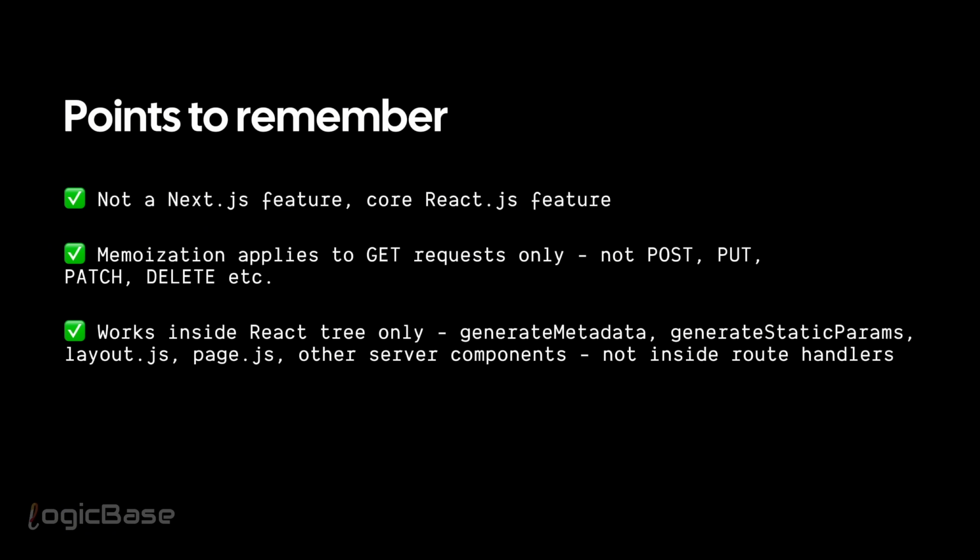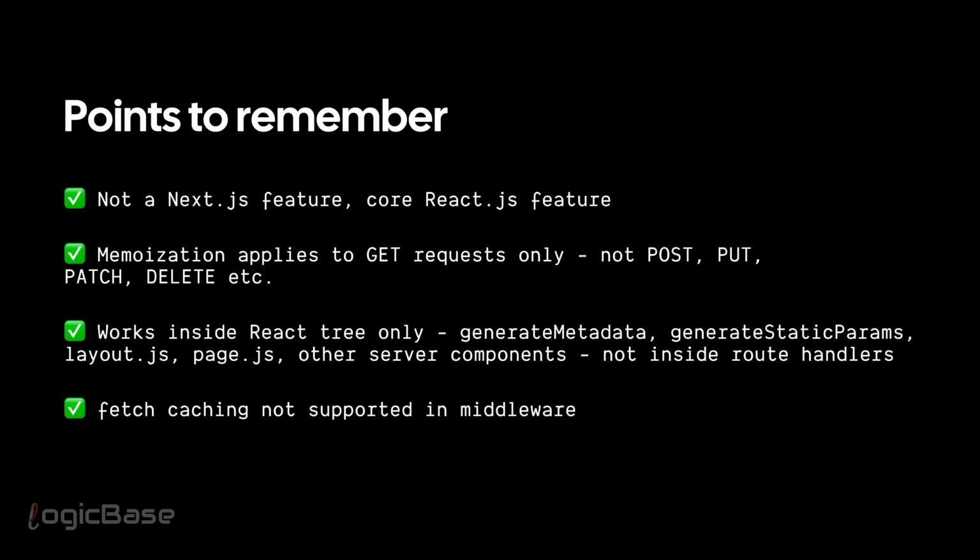Third, it works only inside the React component tree. That means it applies to components inside your tree and functions like getServerSideProps or generateStaticParams, etc. Because request memoization happens only during page rendering, which passes through these parts. But it does not work in route handlers or API routes because those live outside the React tree. Clear? The fourth point is, request memoization doesn't work inside Next.js middleware either.